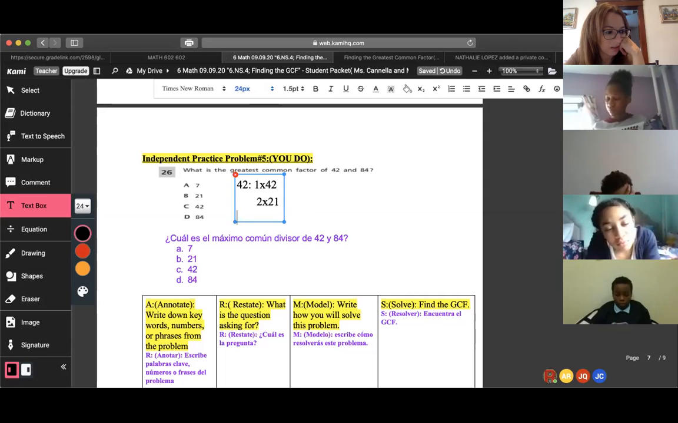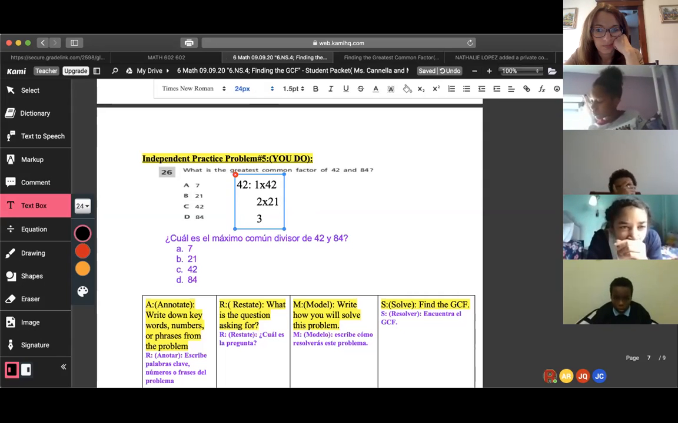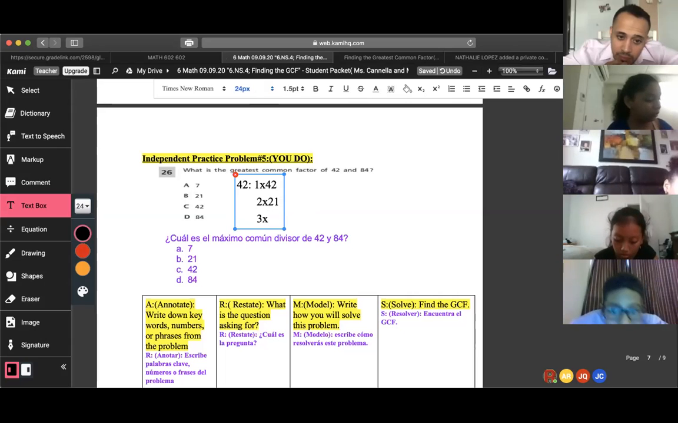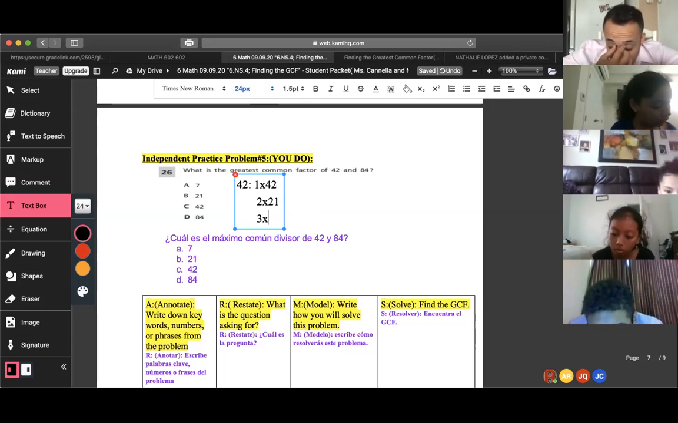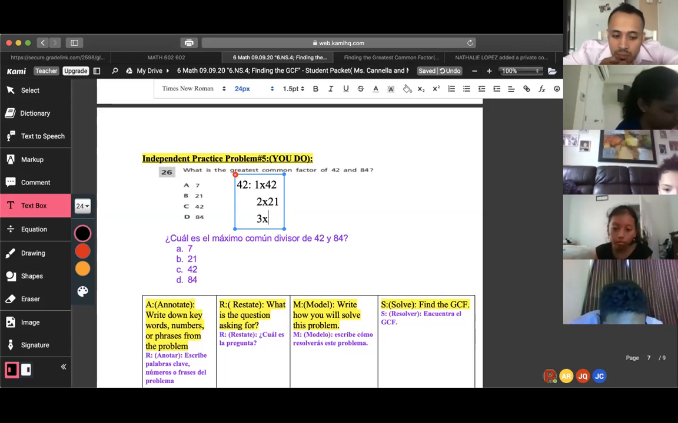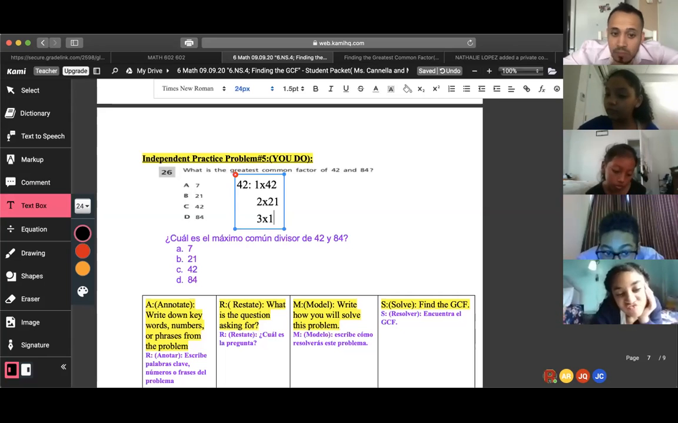What about 3, guys? Does 3 go inside of it? Divide 42 by 3. What do you get? Use your calculator. 42 divided by 3, not 18. Try again. Take your time. Remember, you're rushing. Don't rush. Yes, Shailene, what'd you get? You're correct. 14. Yes, beautiful.